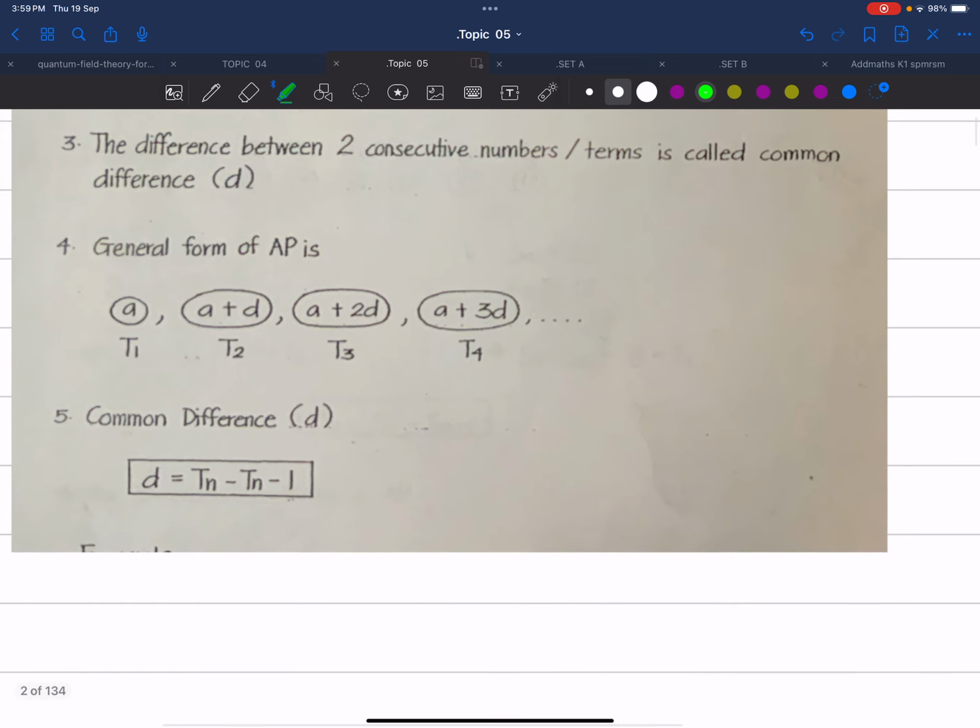Next, the difference between two consecutive numbers is called the common difference, symbol D. Next, the general form of an AP: the first term is A, the second term is A plus D, the third term is A plus 2D, the fourth term is A plus 3D.